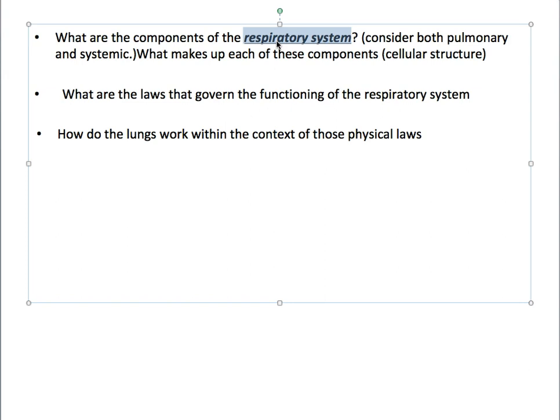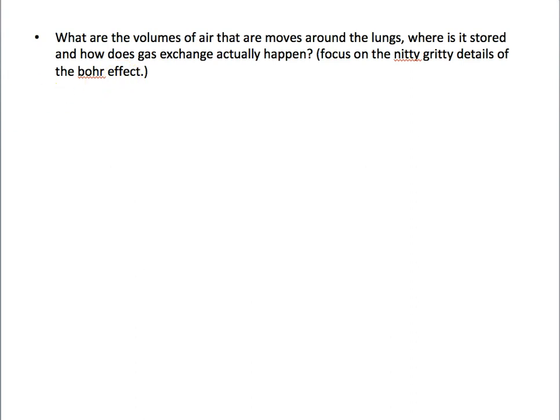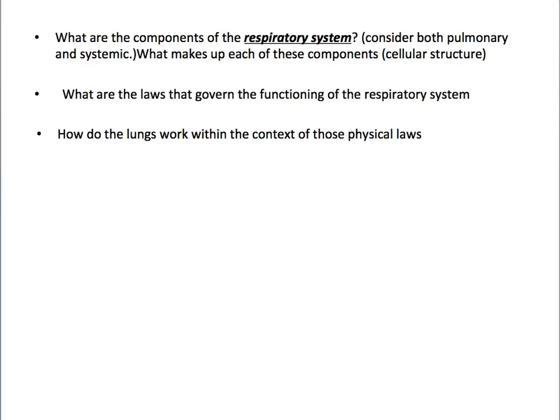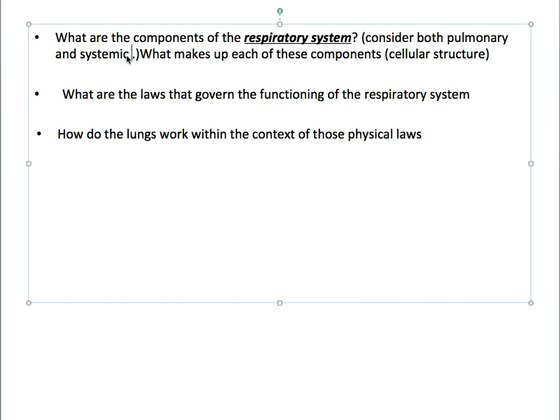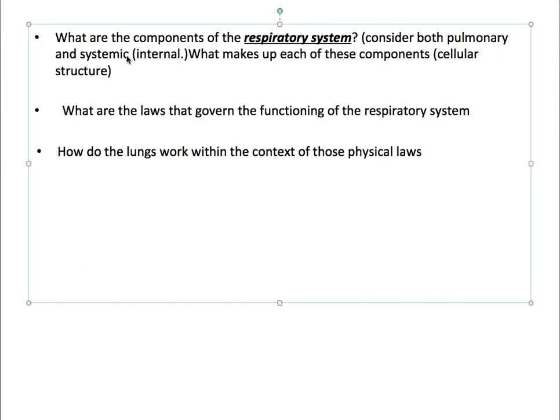Okay, so what are the components of a respiratory system? Both pulmonary and systemic. What we're talking about here, of course, is from your nose to the last alveoli. What actually makes those structures function, if that makes any sense, right? And when we talk about systemic, what we're actually talking about here is, of course, internal respiration. How does it actually get to the cells so cellular respiration can occur in the actual mitochondria?